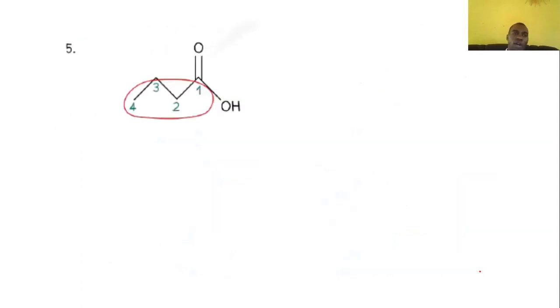Okay, the 5th example. Here, as you can see, the functional group, if you check it through, is what we call the COOH. This one is a carboxylic acid. You should be able to recognize this one. Like I said, if you have a carbon double bonded to another atom, then that carbon becomes a carbonyl carbon. So even when numbering, that is where you start from. So this one would be 1, 2, 3, 4.